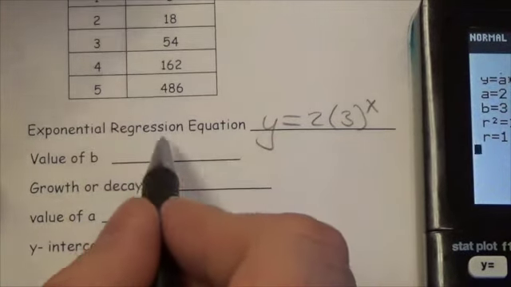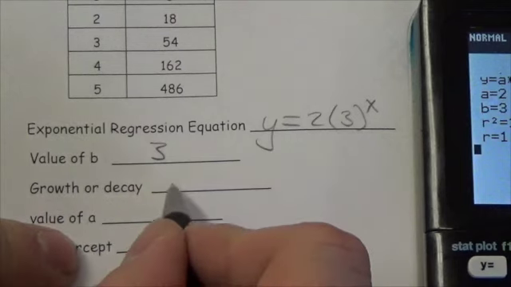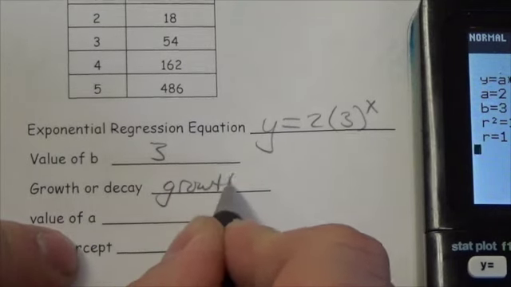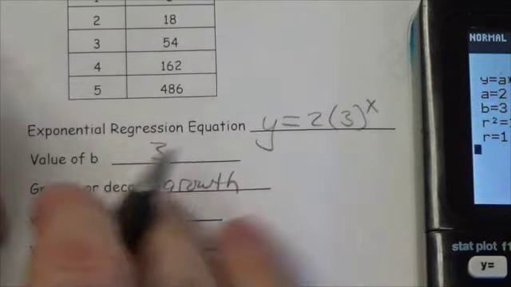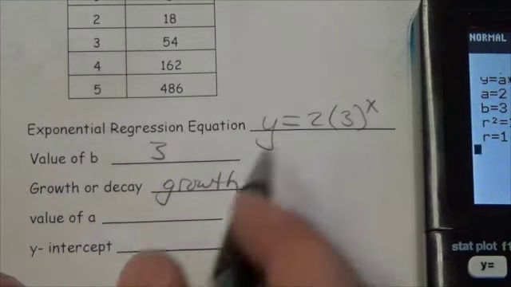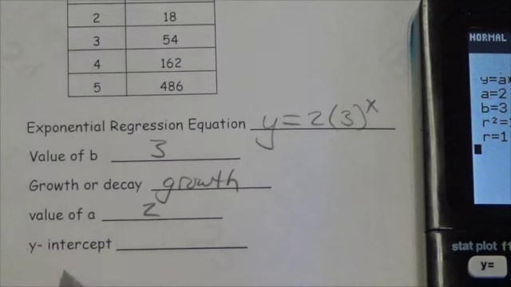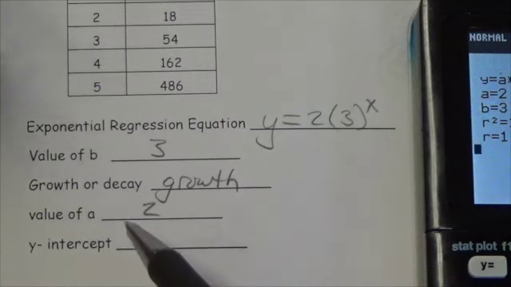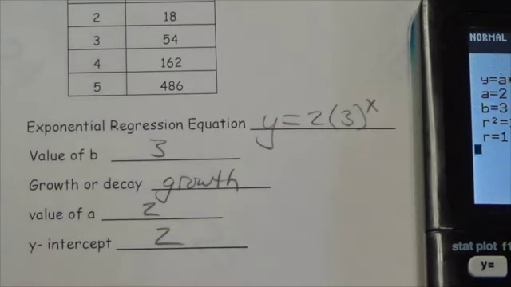It's asking for the value of B. We got 3. Is this growth or decay? Well, this will be growth because the value of the base is greater than 1. So this graph is going to be moving upwards as we move to the right here. The value of A is 2. And think about the pattern that we've already established in a previous lesson here. A and the y-intercept are going to be the same. So the value of the y-intercept is going to be 2. There we go.